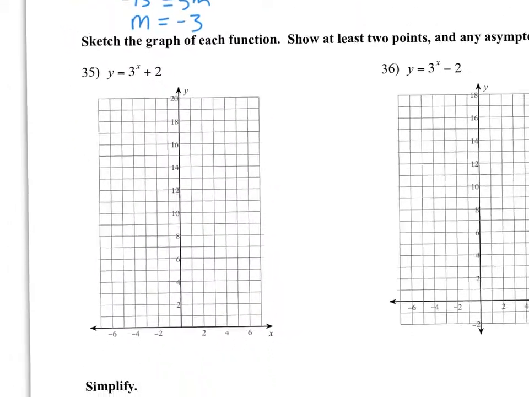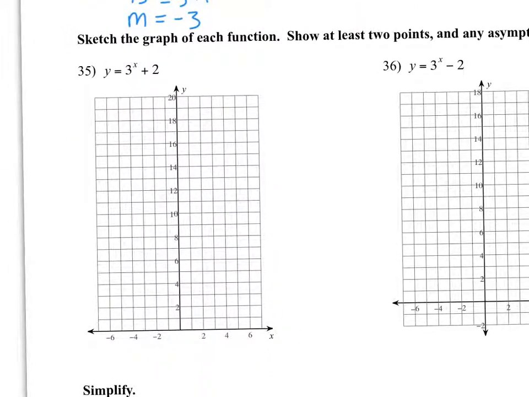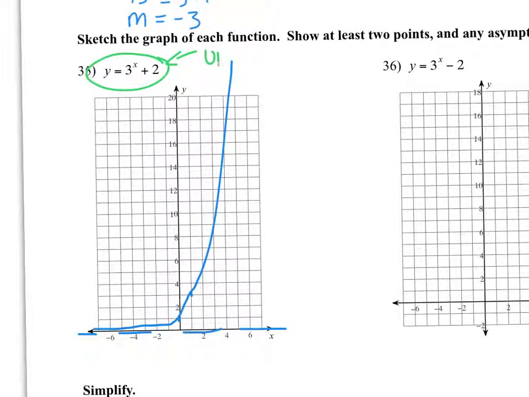Okay, here you're given a mother function, and the mother function looks something like this. And you're also given the asymptote at 0. You're asked to then graph this plus 2. That's adding at the end. That means this whole thing is going to be going up 2. So my asymptote is going to be at height of 2.